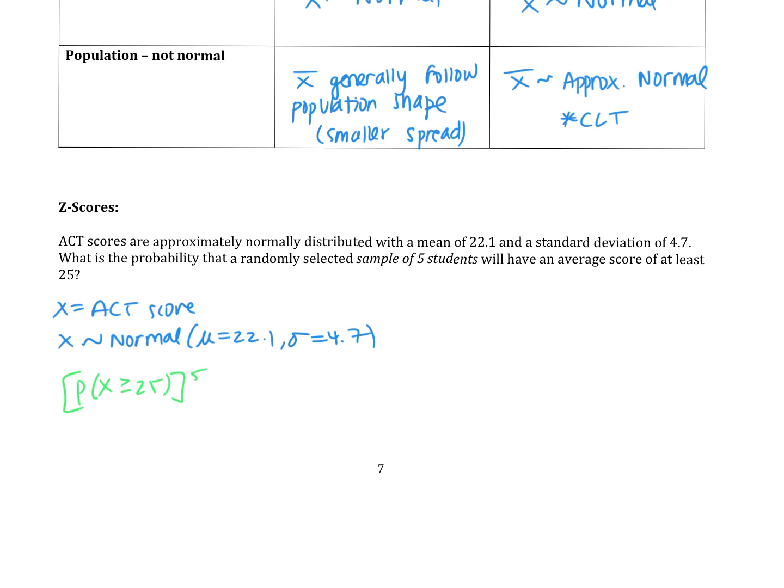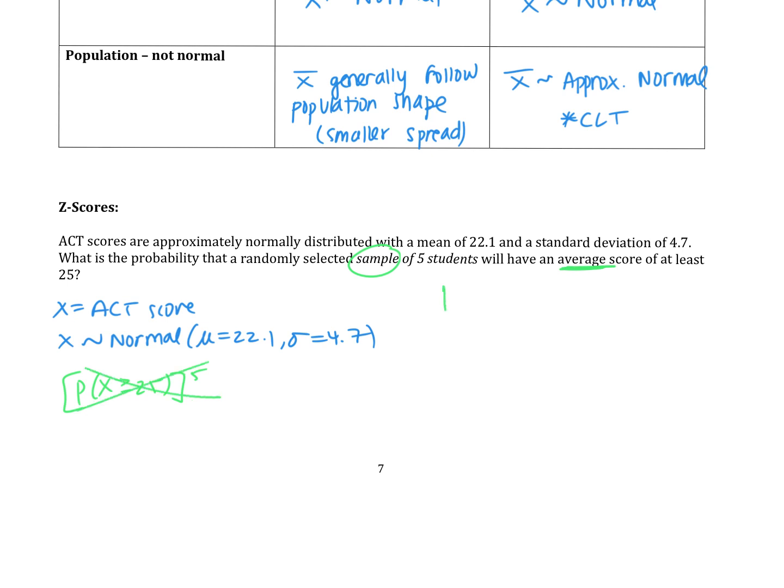Whatever that number is, what is the meaning of this probability? What's the meaning of that probability? X is at least 25, but then raising to the 5th power. All 5 students have scores of at least 25. That's not what we're asked. What we are asked is for a sample that has an average. So that's not what we want.